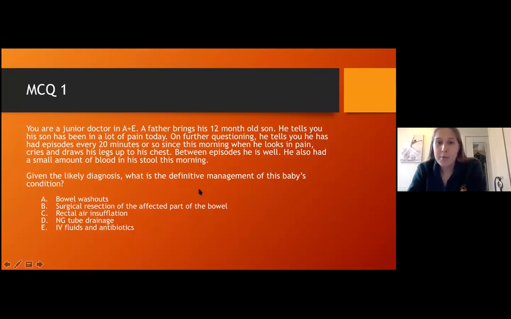Perfect. So the majority of people are saying that this is answer C, so rectal air insufflation. The reason for that is because the classical symptoms of intussusception are the pain with drawing the legs up to the chest and being completely well between those severe episodes. So that's intussusception we're thinking here, and the definitive management of that is rectal air insufflation.